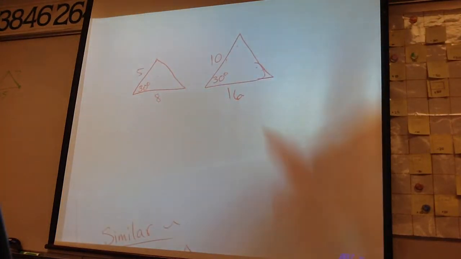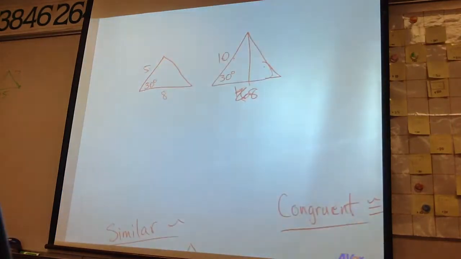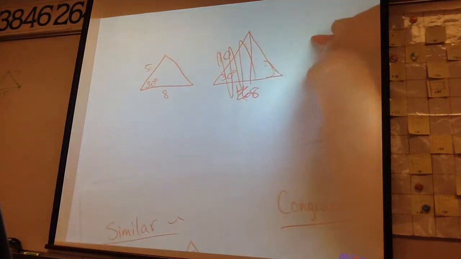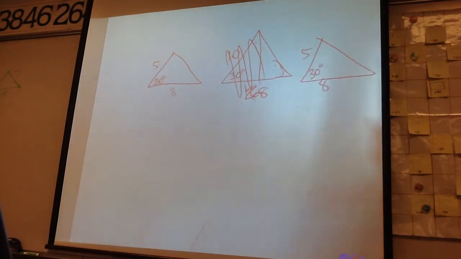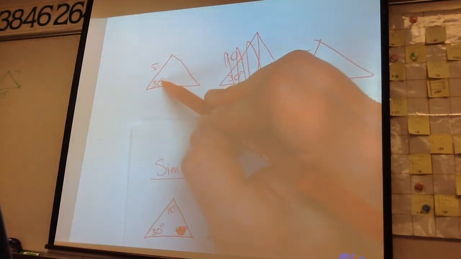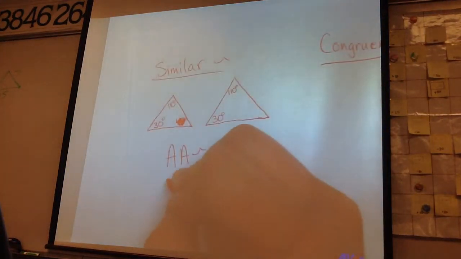If I just made that side 10 and left that side as 8, well then yeah, all the angles are going to change. But as long as the sides get multiplied by the same thing, they're similar. So that works. And remember this, that's called side angle side. If you know an angle between them and the two sides are proportional, then you have similar triangles.